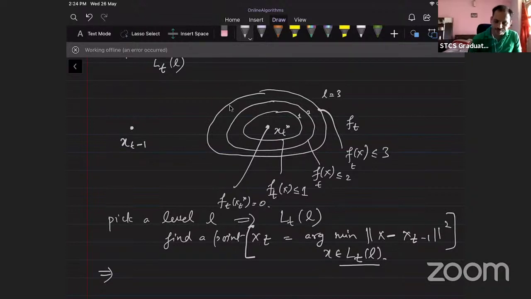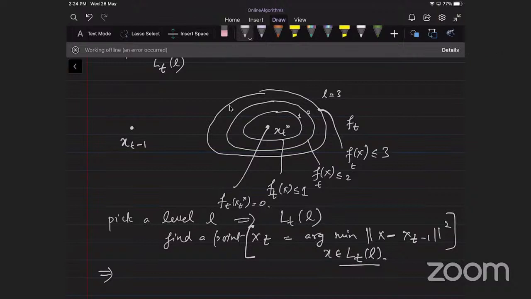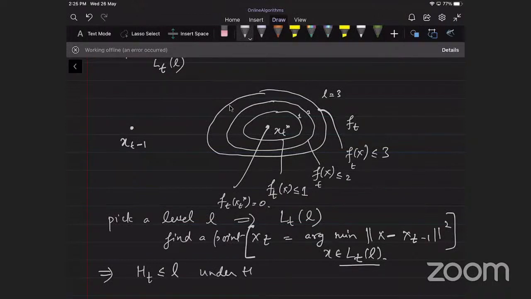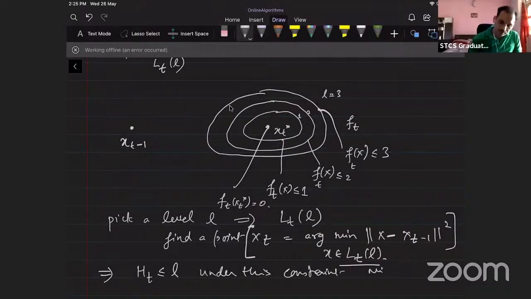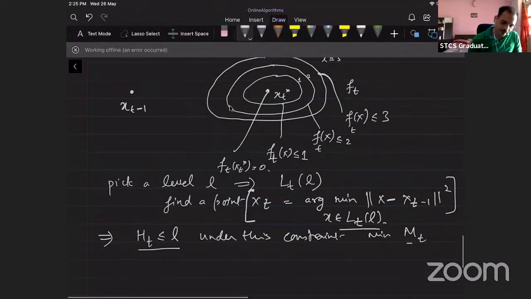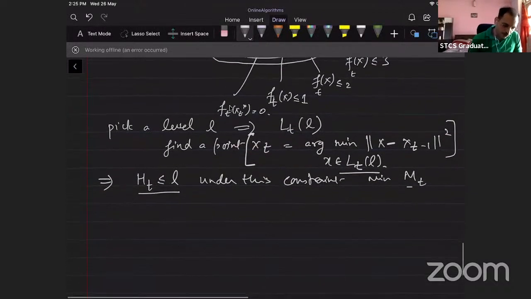Is the algorithm clear? Yes. It puts an upper bound on the hitting cost, controlling it to be at most L, and under this constraint, minimizing the movement cost. That is what essentially is going on. Because x belongs to the level set L_t(L), which is the feasible set, the hitting cost is at most L, and under this constraint we try to minimize the movement cost. So this online balanced descent is exactly going to do this. But now, how to choose L is the question.